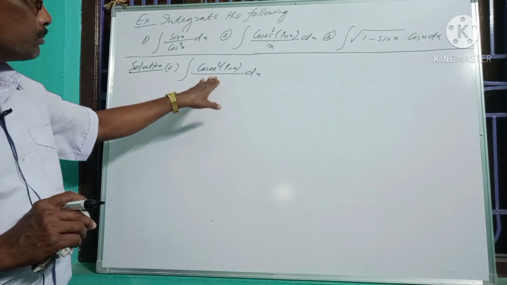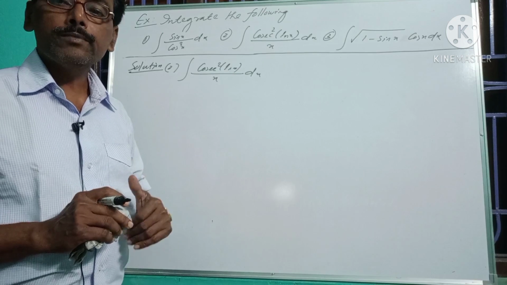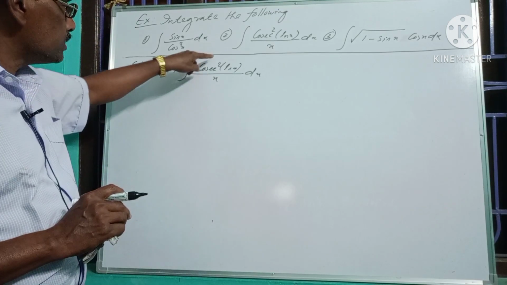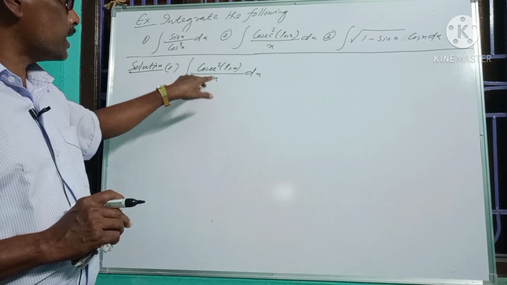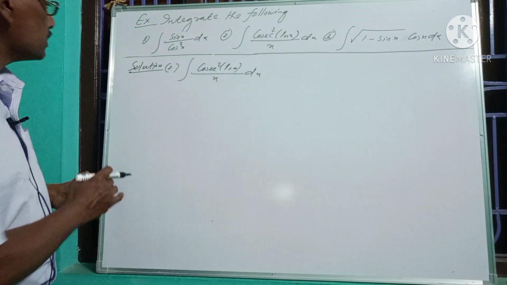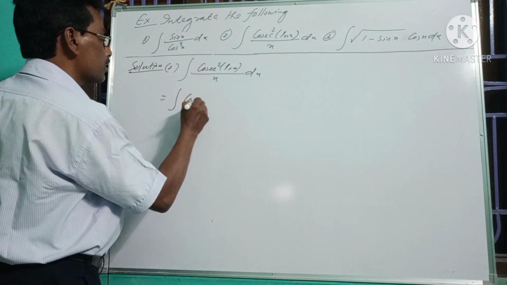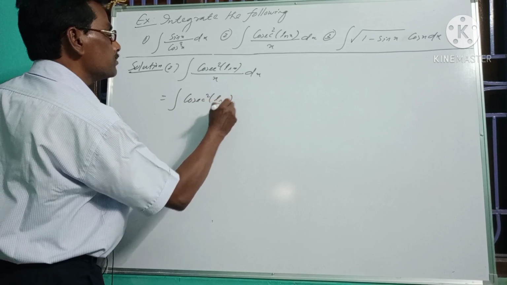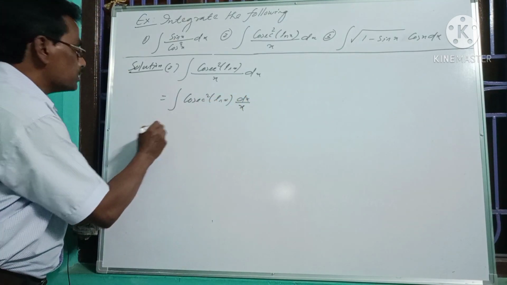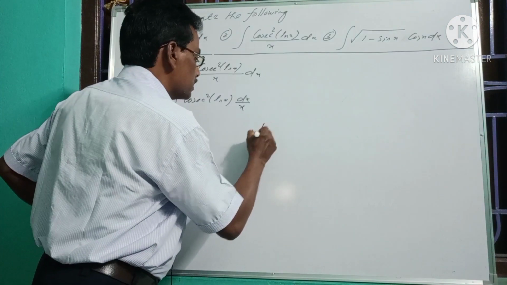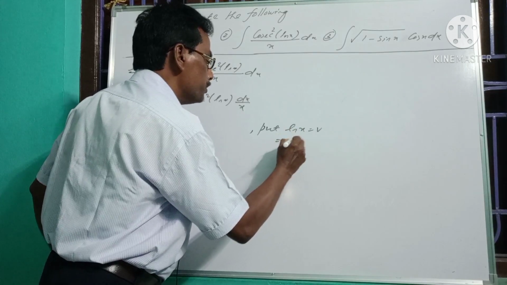But if you carefully see it, the derivative of ln x is equal to 1 by x, where the integrand contains the function 1 by x. So before substitution and integration, we have to adjust 1 by x with dx. So adjusting 1 by x with dx, we can write integration of cos square ln x dx by x. Then let us substitute ln x as v. So we have v is equal to ln x.